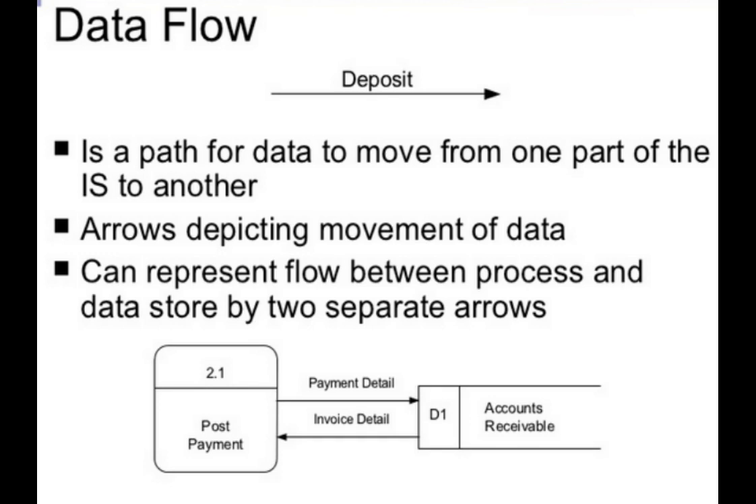Remember, whenever there is a direction of flow, along with the direction of flow, the data has to be written. If the data is bidirectional, we should draw two separate data flow lines, and with each data flow line we should write the data. Remember that the data name should not be a verb, it should be a noun. Payment detail, invoice detail, such kind of information has to be written on the data flow line.